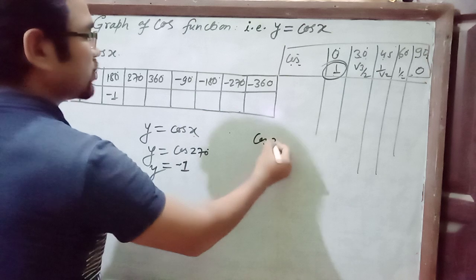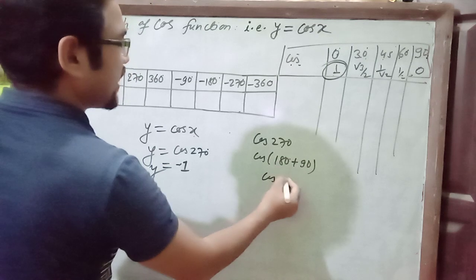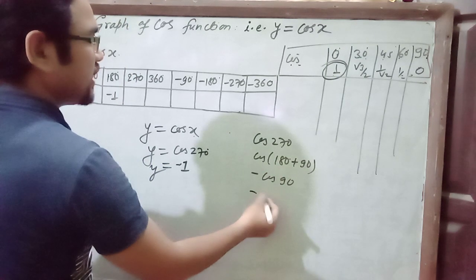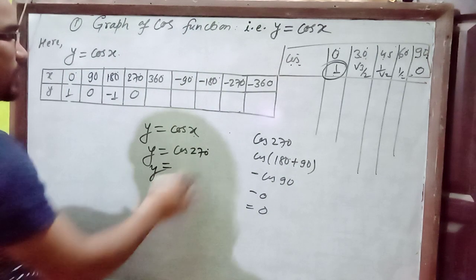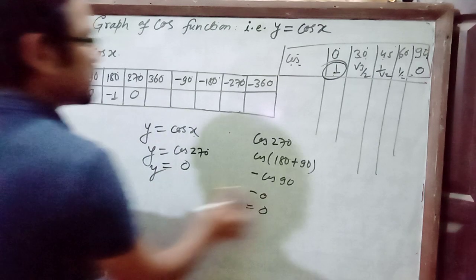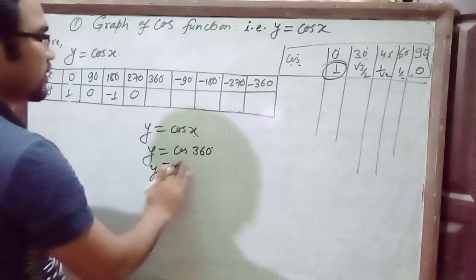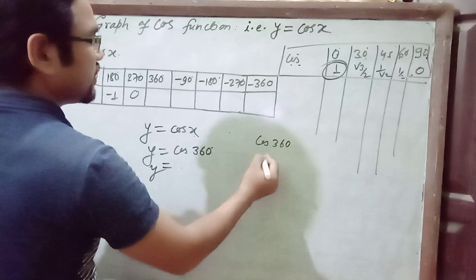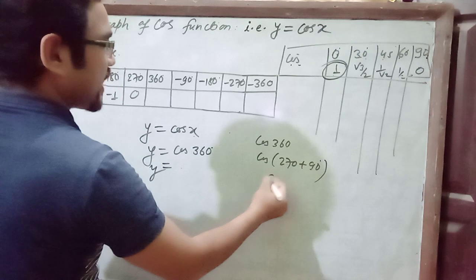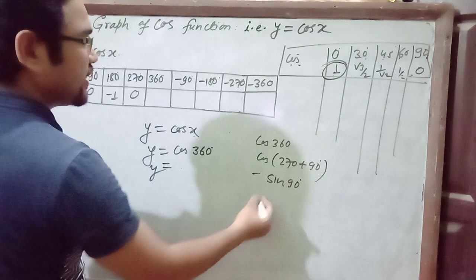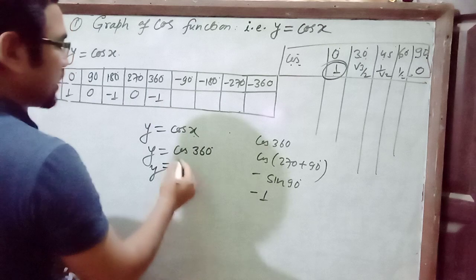Similarly, next one, x equal to 270 degree we can put. Cos 270 is equal to cos of 180 plus 90 degree. This is minus cos 90, and cos 90 value is 0, so we can put 0 here. Like this we can write. Cos 270 is 0. Similarly, cos 360, x equal to 360 degree, then cos 360 can be cos of 270 plus 90, that is minus sin 90, that is minus 1. Here minus 1. This is how we can find it.